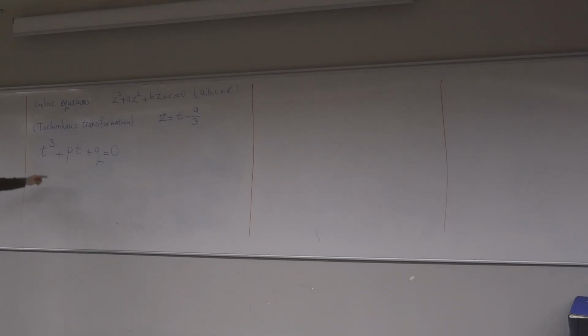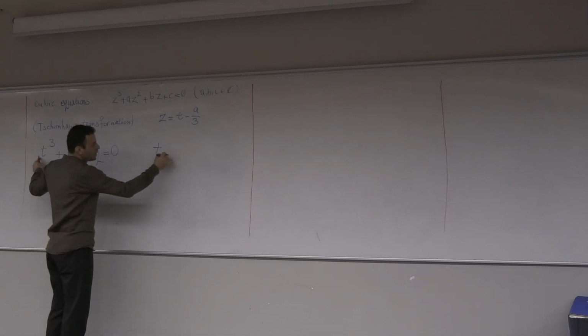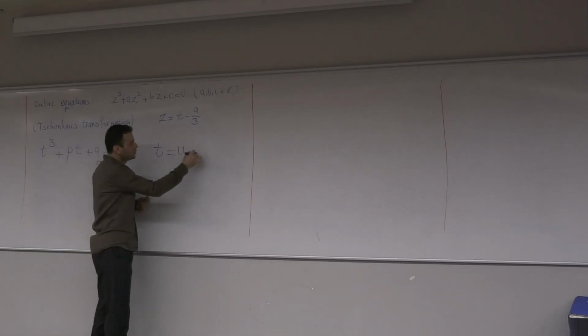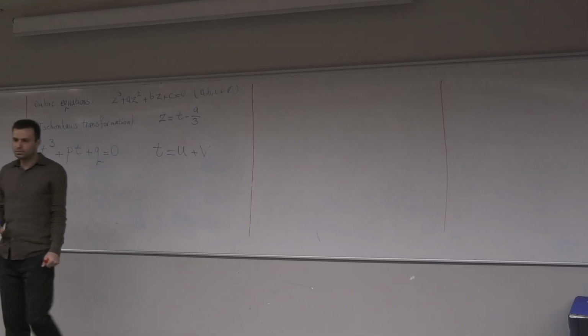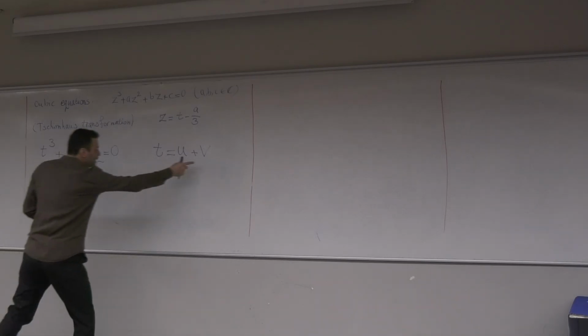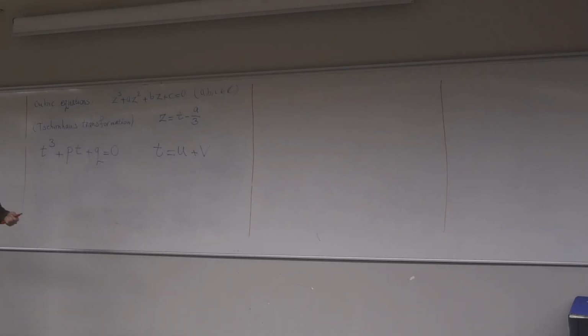Anyhow, the next thing that you're going to do is assume the solution t takes this form: one number plus another number, u plus v. Why are we taking it like this? Because it is a trick. We have been trying many different tricks. They haven't been working, but this one has worked. If we place this in this equation, what are we going to get?